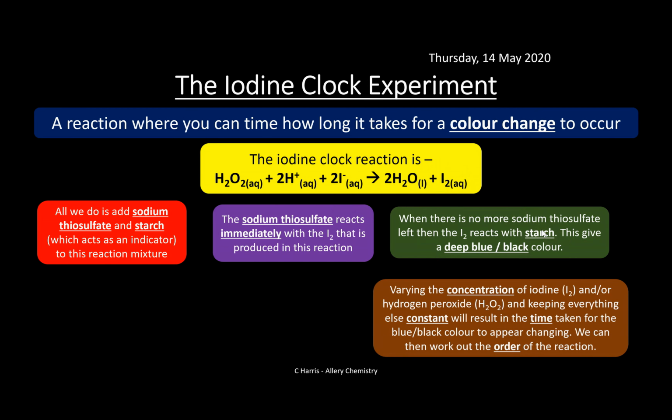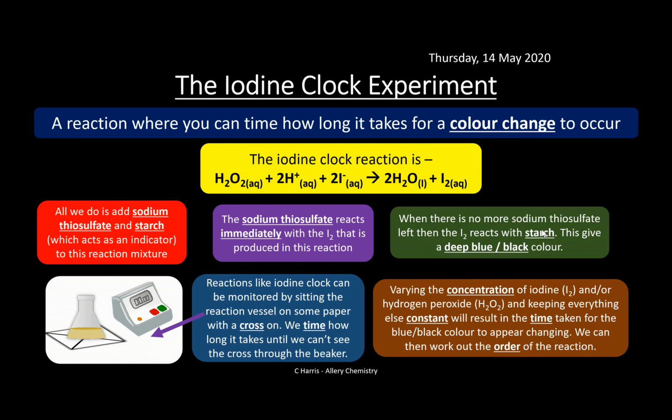So what this means is that by varying the concentration of iodide, I2, and or hydrogen peroxide, and keeping everything else constant, the time taken for the blue-black colour to appear changes. We can use this to work out the order of the reaction. So it's quite a useful experiment in terms of working out order.